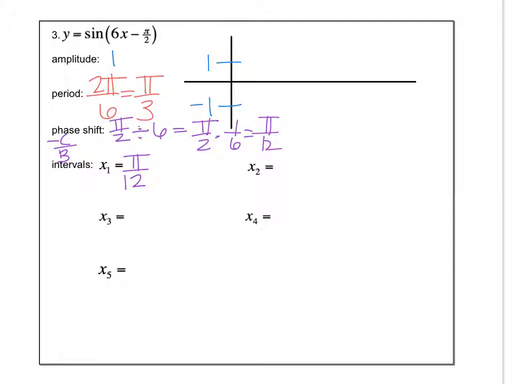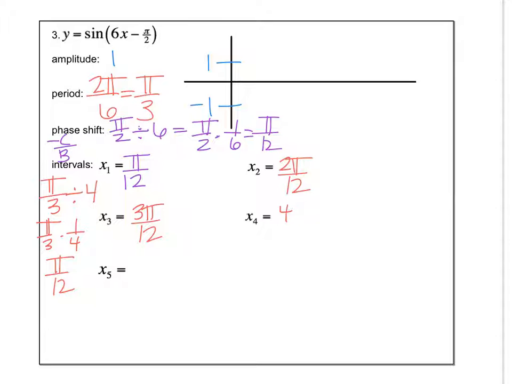How much am I going to increase by? What do I do to the period next? To figure out all these intervals, how many spaces am I dividing pi over 3 into? 4. You have to take the period and divide it into 4 sections. Pi over 3 divided by 4 is really pi over 3 times 1/4, which is pi over 12. My starting point and my increment have the same denominator, so we just add those on. Add on a pi over 12, we get 2 pi over 12. Add on another pi over 12, we get 3 pi over 12. 4 pi over 12. 5 pi over 12.